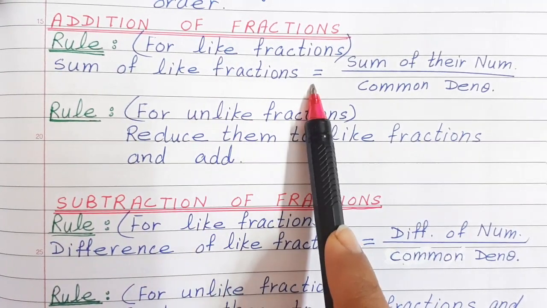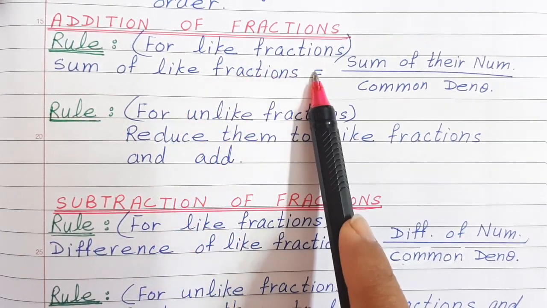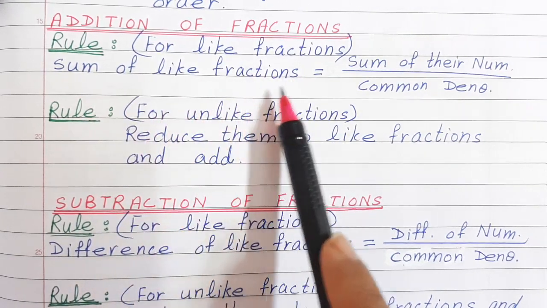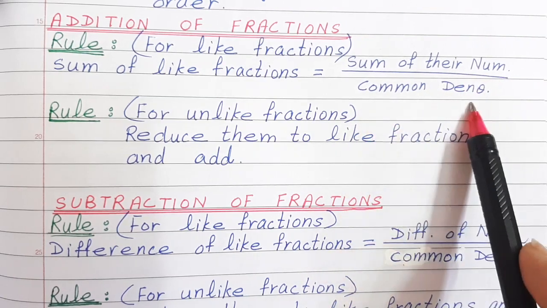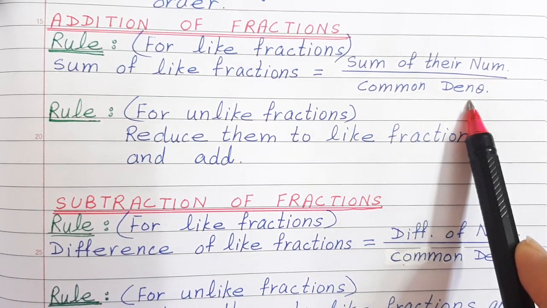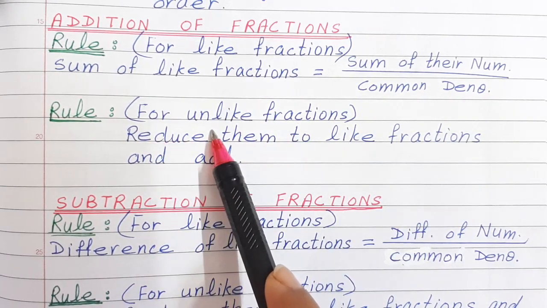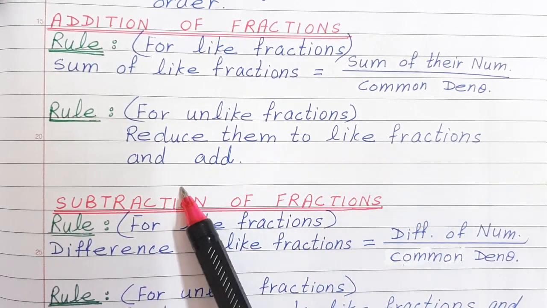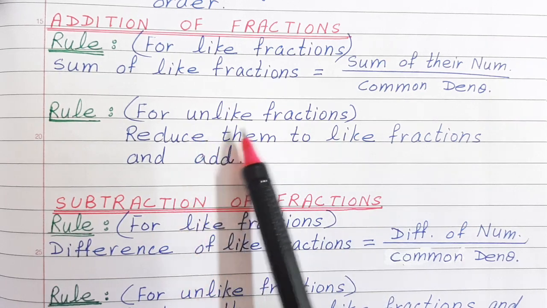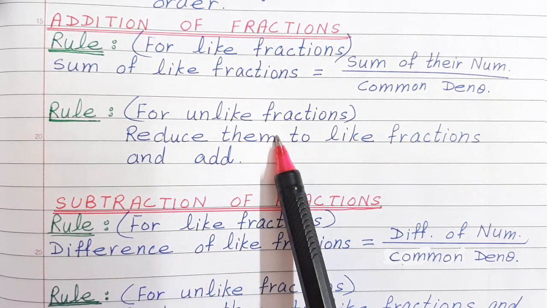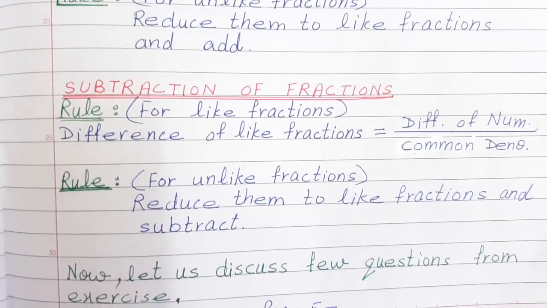Addition of fractions. For like fractions, when the two fractions are like, the sum of like fractions is the sum of their numerators upon the common denominator. Right? Now children, if the fractions are unlike, then reduce them to like fractions and add. And how to reduce them to like fractions? By taking the LCM of the denominators. Right?